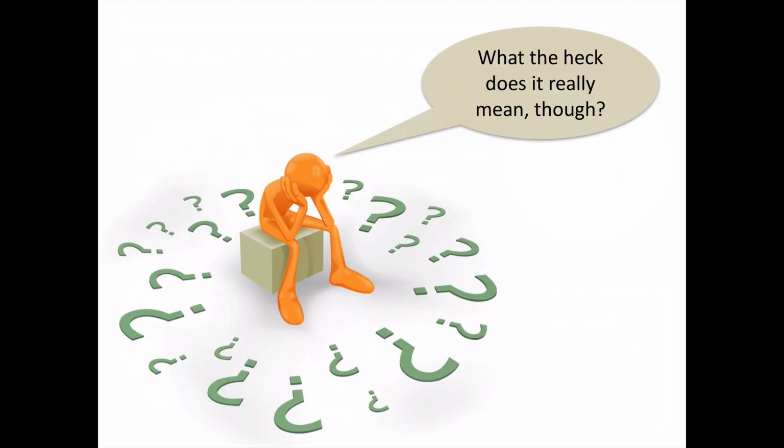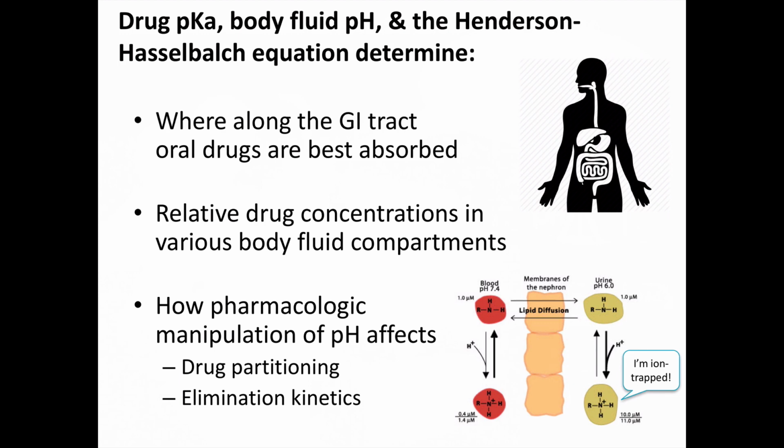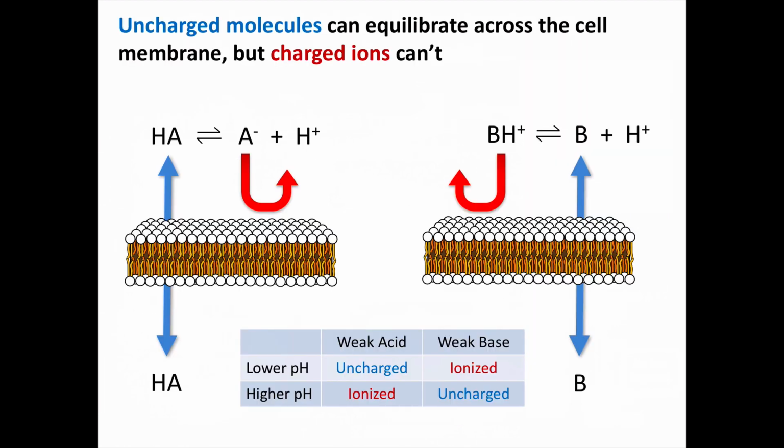Okay, great. That's all well and good, but what the heck does it really mean? Of what practical use is the Henderson Hasselbalch equation? With knowledge of a drug's pKa, body fluid pH, and the Henderson Hasselbalch equation, we can determine where along the GI tract an oral drug is best absorbed, the relative drug concentrations in various body fluid compartments, which is called drug partitioning, and how pharmacologically manipulating the pH of body fluid compartments can affect drug partitioning and drug elimination kinetics through a process called ion trapping. The key to all these points is that uncharged molecules can equilibrate across the lipid bilayer cell membranes, but charged ions can't.